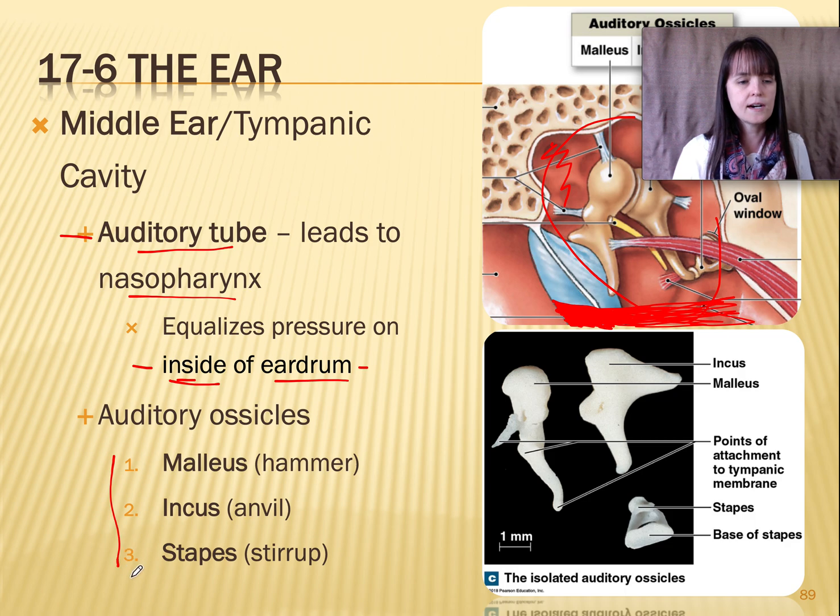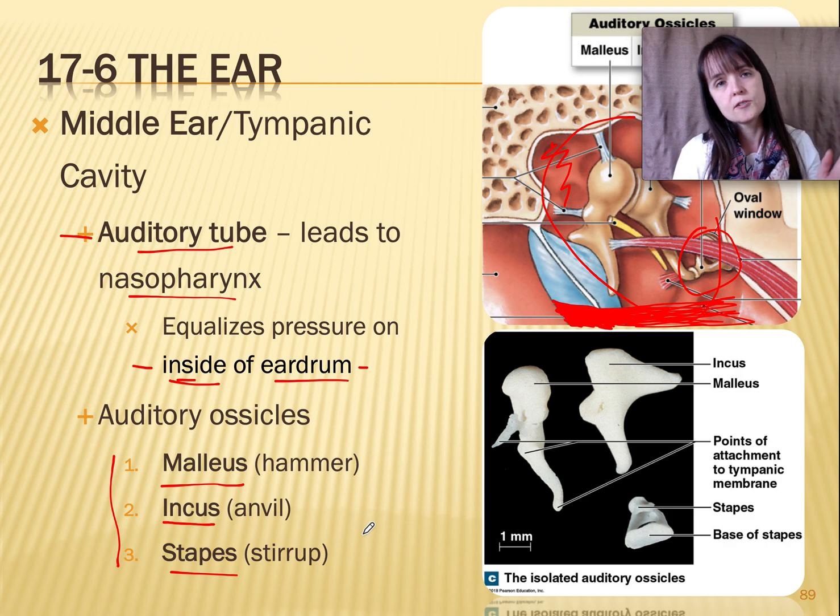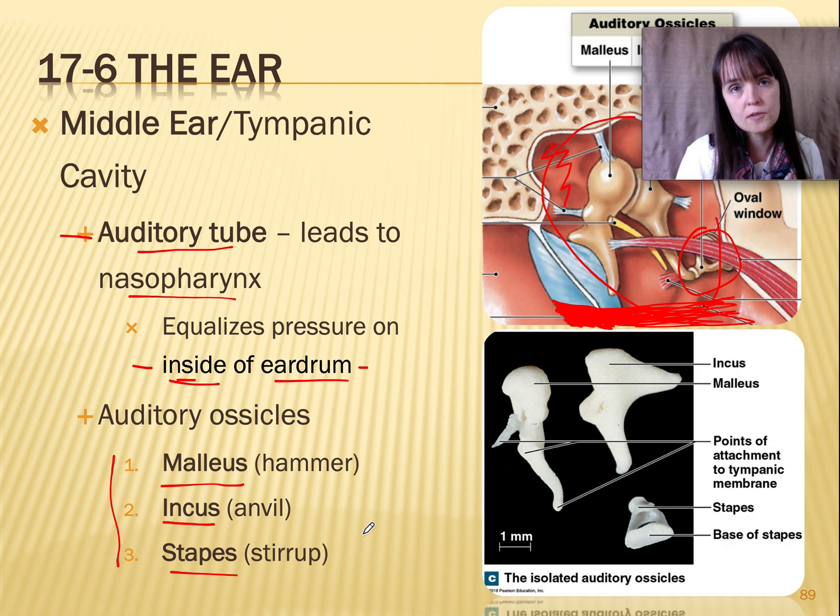All right, the auditory ossicles. Malleus means hammer, like gold is malleable because you can hammer it. Incus means anvil, and stapes means stirrup, and it literally looks like a stirrup. So there's that. Auditory ossicles, their collective function is to amplify the mechanical waves and transmit them to the internal ear.